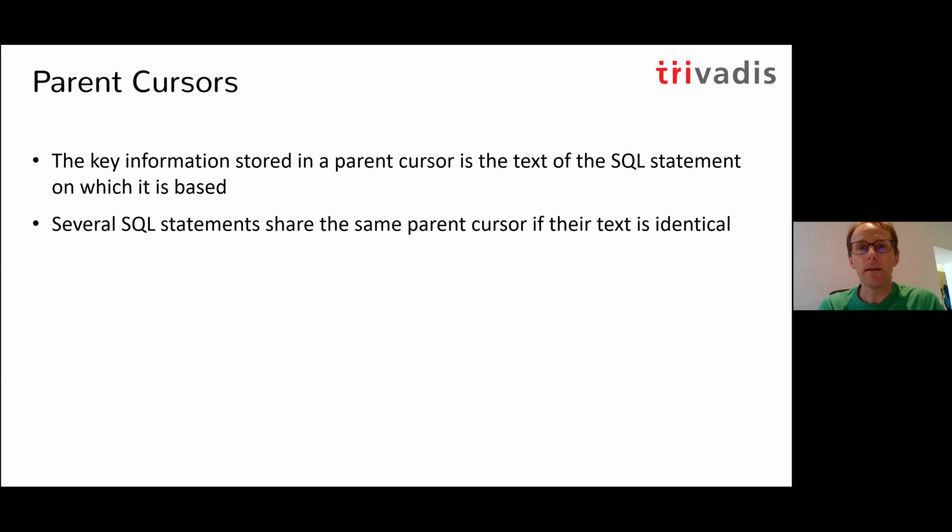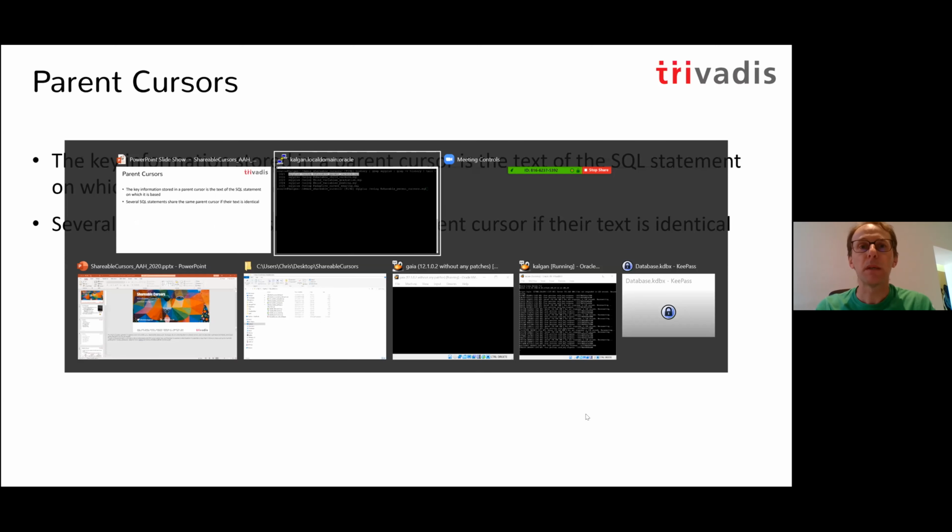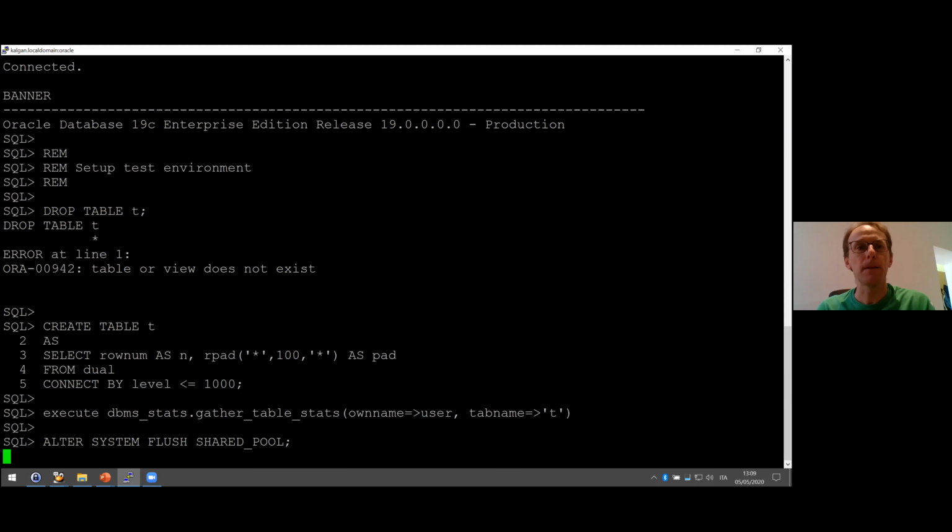Of course, the idea is that it can be shared. Okay, and what is important to see is when several SQL statements can share it. Basically, it is when their text is exactly the same. If you have two SQL statements and the text associated to them is exactly the same, then you can share a parent cursor. If it's not the same, in general, you cannot share a parent cursor. And based on that, let's have a look at a first demo.